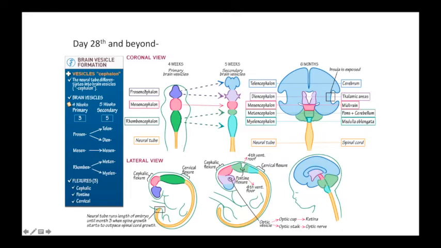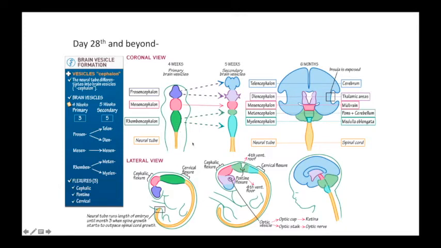By day 28 of development, the cephalic portion of the neural tube shows 3 dilatations, what are called the primary brain vesicles. The first one is the prosencephalon, or the forebrain. The second one is the mesencephalon, or the midbrain. The third is the rhombencephalon, or the hindbrain.